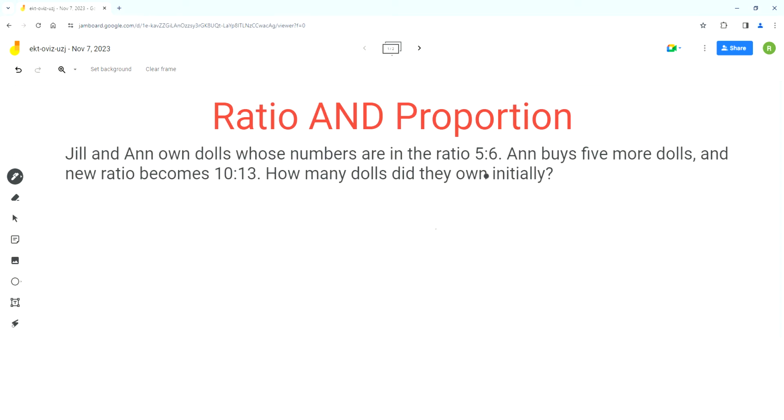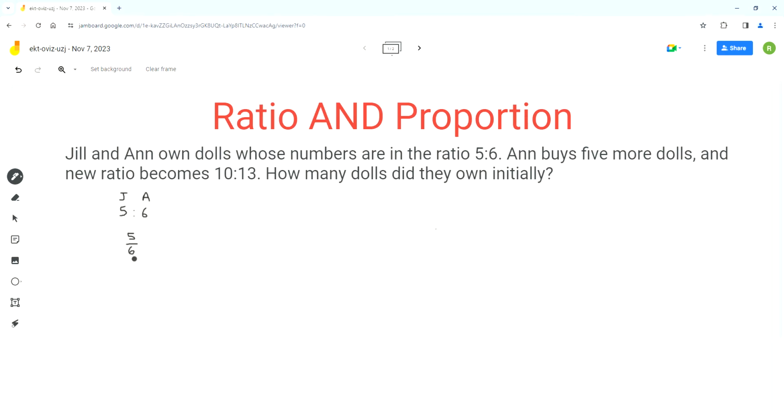Now we are given that Jill and Anne own dolls which are in the ratio 5 to 6. Now in this ratio, the number 5 is for Jill and number 6 is for Anne. These numbers do not reflect the number of dolls they own. This is just the reduced form of the number of dolls that they own. This ratio can also be written as a fraction 5 over 6. So the 5 is for Jill and 6 is for Anne.